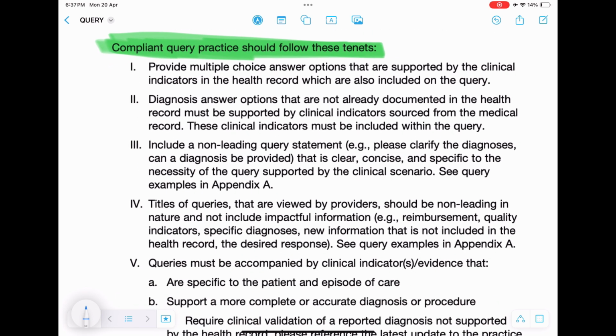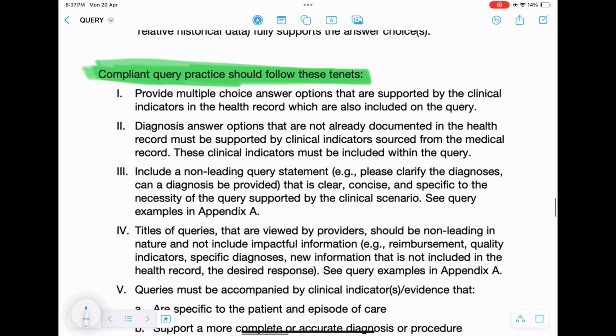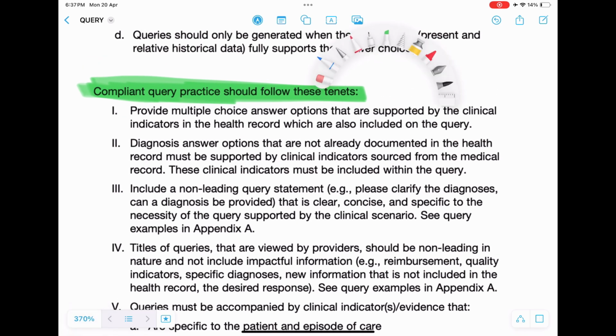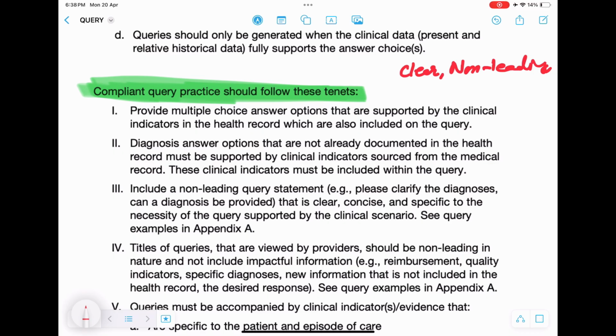Finally, what actually makes a query compliant? In simple words, a good query must be clear, non-leading, and be supported by real clinical indicators from the chart. We should never suggest the answer or mention any quality score. Here are the key rules from the guideline. Compliant query practice should follow this.